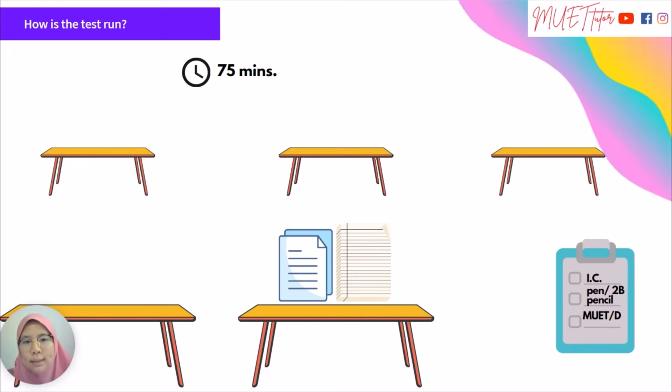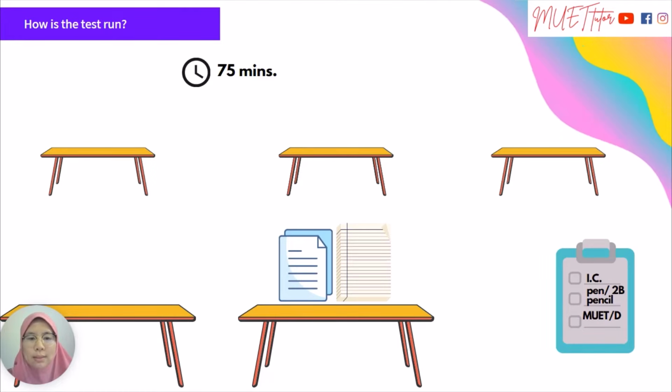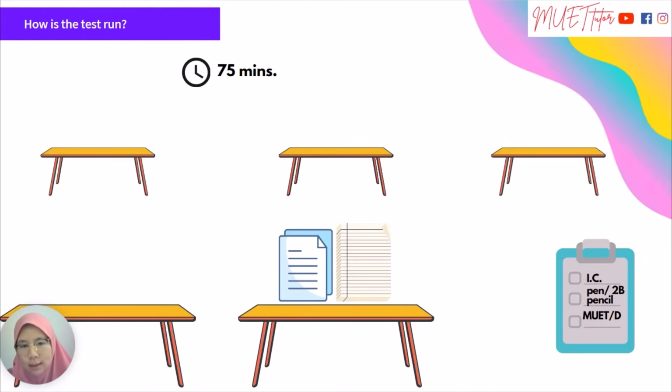This is a written test. As you enter the hall, there will be a booklet containing test questions on your assigned desk. There will also be an answer sheet, a few sheets from the writing pad, I believe, where you'll write your essay. The test will run for 75 minutes. And for this test, bring your IC, pens, 2B pencil, and your exam slip or MUET B.